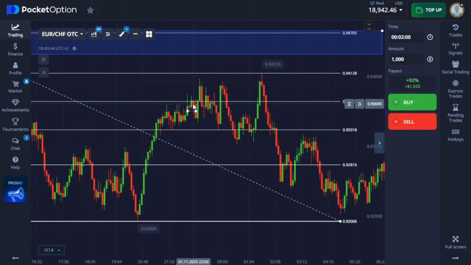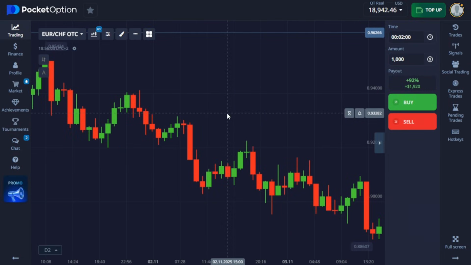So we would have opened a position at 10:50 p.m. 4 hours later, the trade would have closed down here at 2:50 a.m. And that would have been a pretty solid trade. Let's take a look at another example.